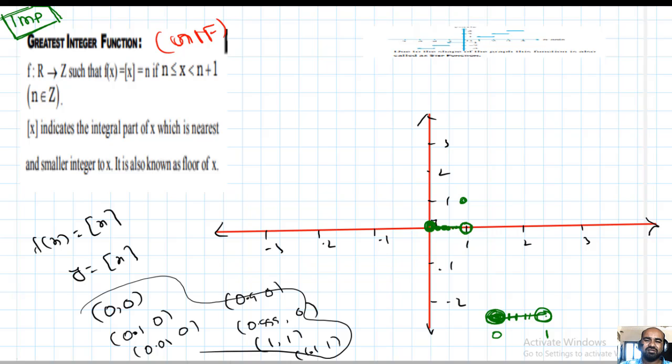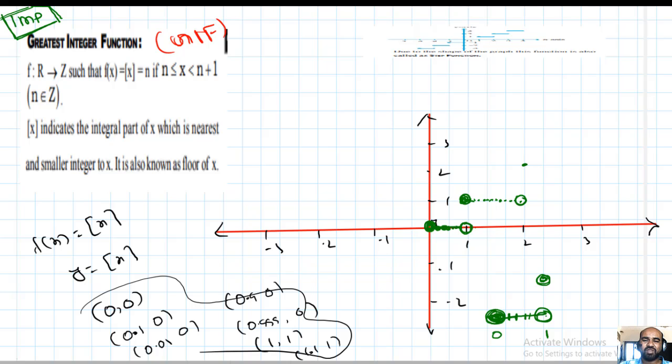But at 1, it automatically jumps to the value of 1. See here, 1. So 1.1 gives 1 only. X is here, y is here. 1.2 here only, 1.3 here. 1.3, 1.4, 1.5, 1.6, 1.7, 1.99999, and also 1 only. But when x is taken as 2, y is 2 here. The graph will jump.